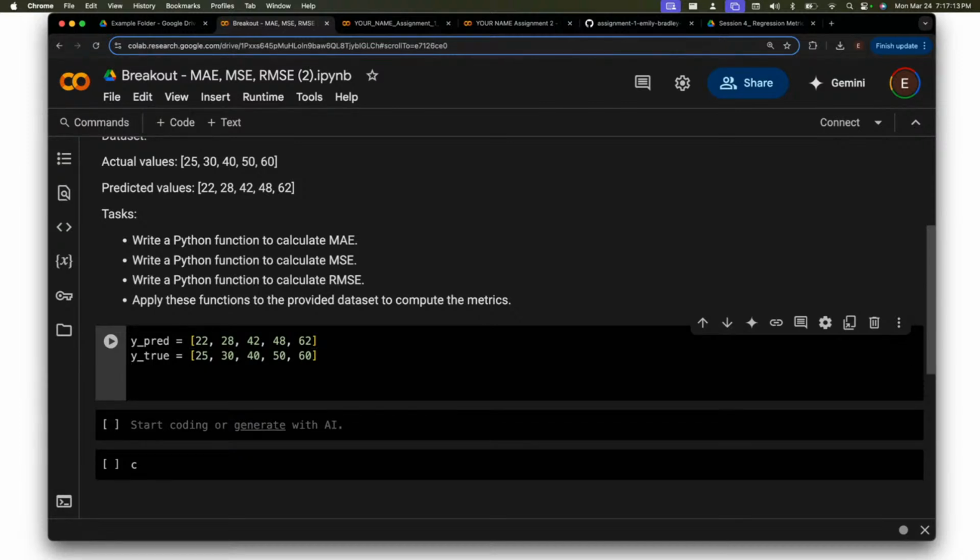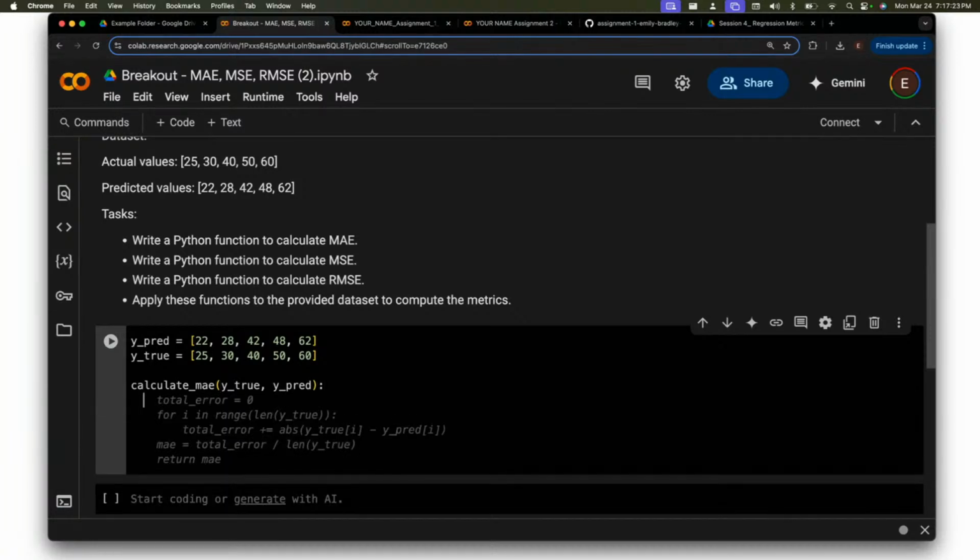Now we want to create a Python function that calculates the mean absolute error. MAE. We're going to take in y true and y pred. Okay. So first we're going to set total error equal to 0. And then for each item in our list, we're going to iterate over y true. And we're going to take the absolute value of y true at I minus y pred at I. Then we're going to take that total error, save it into the mean absolute error, and divide by the length of y true.